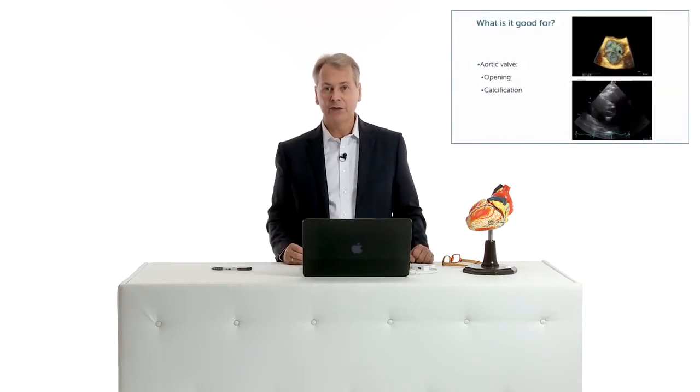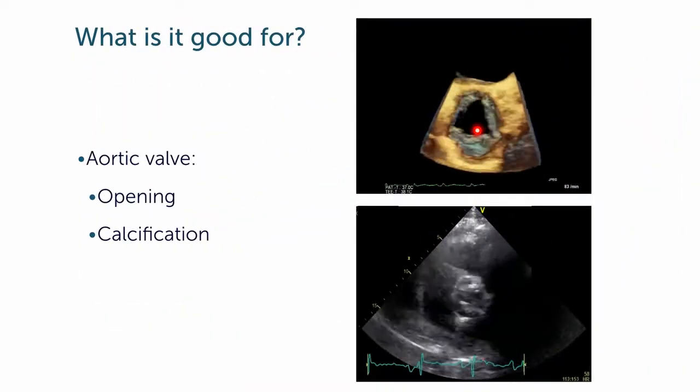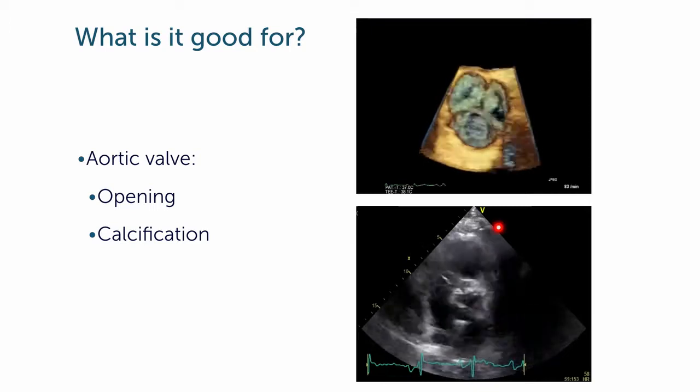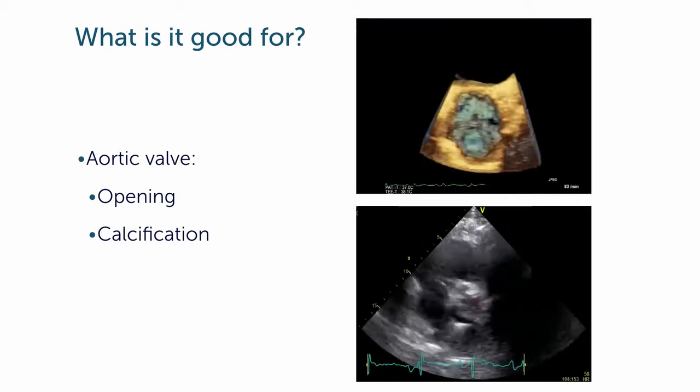Now, where do we use this view? Well, there are many applications. The nice thing about this view is that you have an en face view of the aortic valve. This can be appreciated here in a three-dimensional image. This allows you to see all three cusps simultaneously and therefore allows you to look at the opening motion of the aortic valve and also at the degree of calcification. So very important for the assessment of aortic stenosis.